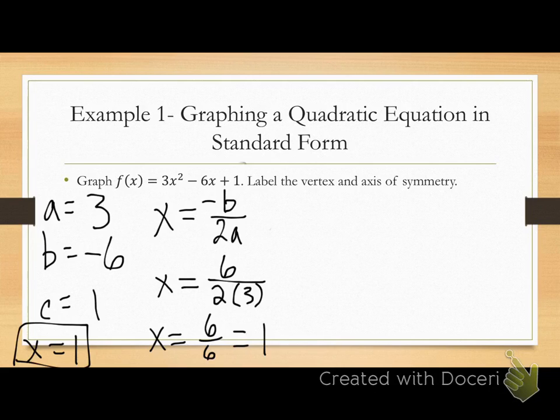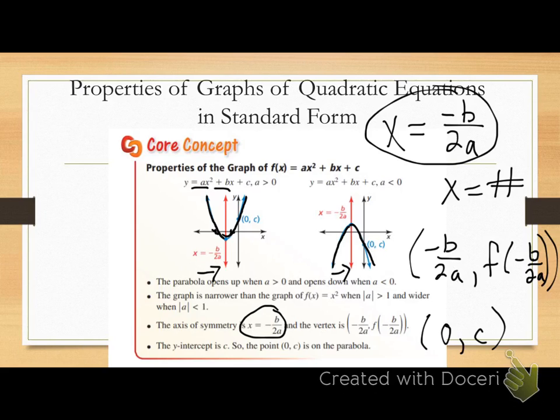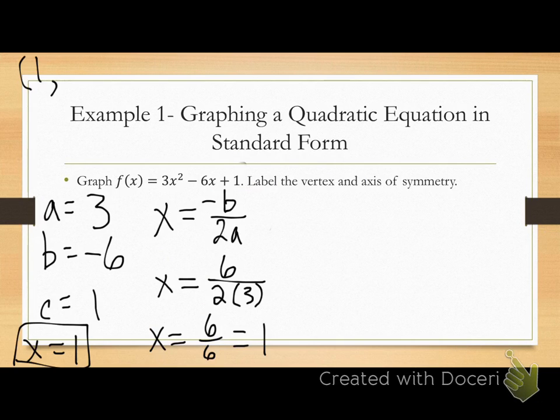That's my axis of symmetry, but it's also my x value on my vertex, correct? If we go back and look at this slide, my vertex is the opposite of b over 2a, comma, f of the opposite of b over 2a. So that's my axis of symmetry and my x value for my vertex. Is everyone good with that? And now I need to find my y value. How do I find my y value?